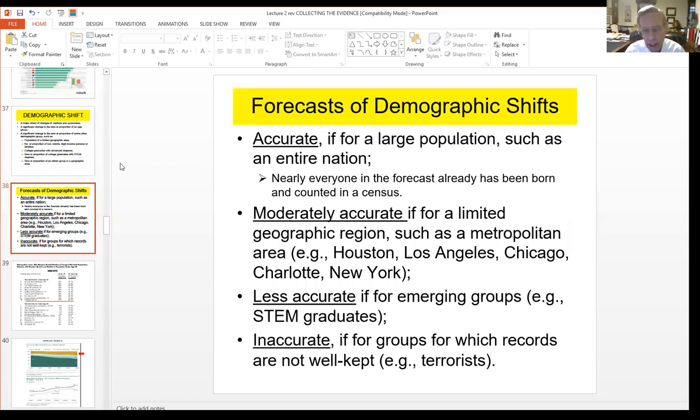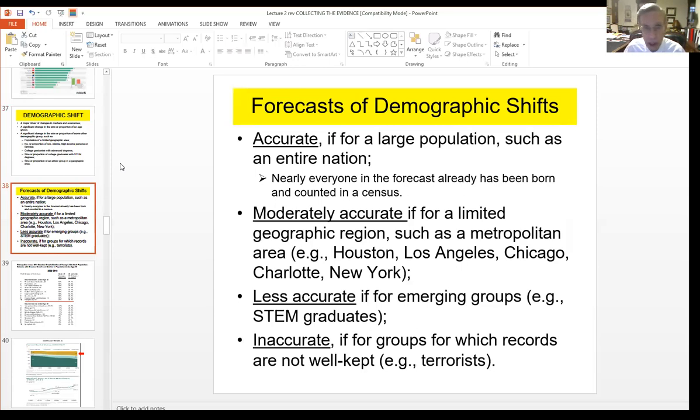We can forecast demographic shifts in age groups, for instance, in the United States and other developed countries where data have been collected from census taking. We have good information, and we can forecast the changes in population of age groups pretty well, because nearly everyone in the forecast already has been born and counted in a census. Who hasn't been born yet and counted in a census? Infants, right?